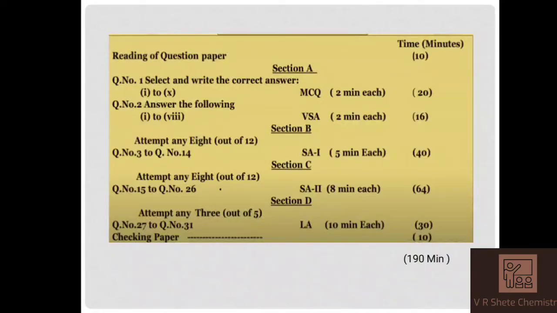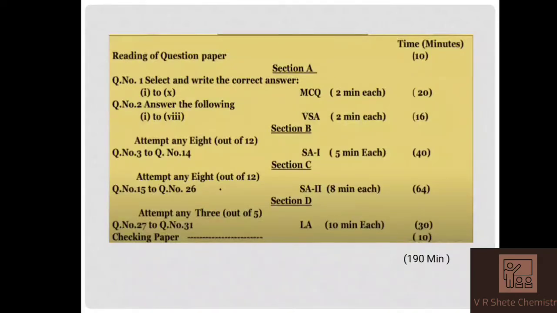Section A contains 2 questions, 1 and 2. The 10 MCQs you have to solve with 2 minutes each, means each MCQ within 2 minutes. So 10 MCQs will require 20 minutes, and for the 1 mark questions, each question again requires 2 minutes, so 16 minutes. Totally, section A will be covered within 36 minutes. Means the first half hour will be required for section A.